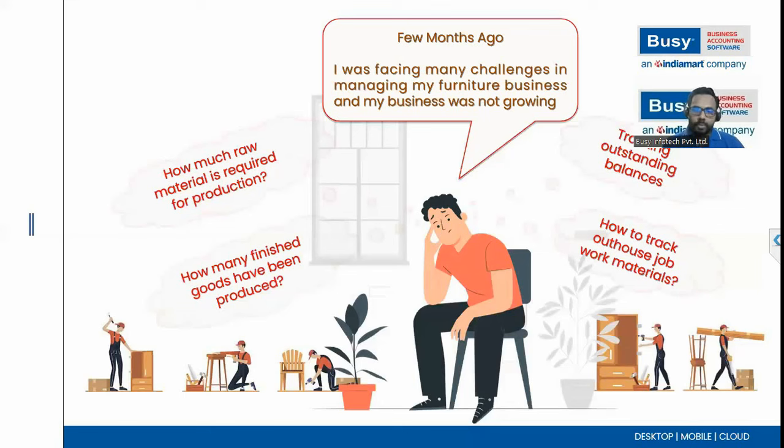The fourth point, he said, was how to track the outhouse job work materials. He was giving some items and raw materials to third-party vendors. Suppose he wanted some finished product made; the vendor would be the job work holder, and after that he couldn't track how many finished products he had given and how much was left, and how much raw material he had given them and how much was left. He couldn't track these kinds of materials himself. That is why he was frustrated.